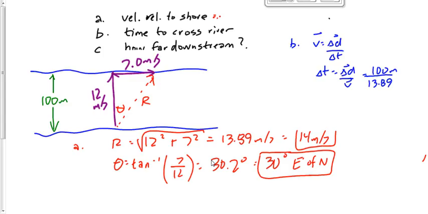Here's what's wrong with this. What am I going to replace that with? What do I replace that 13.89 with? With 12.